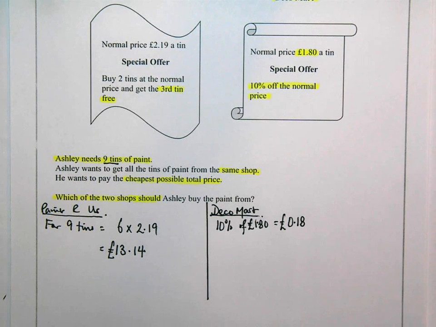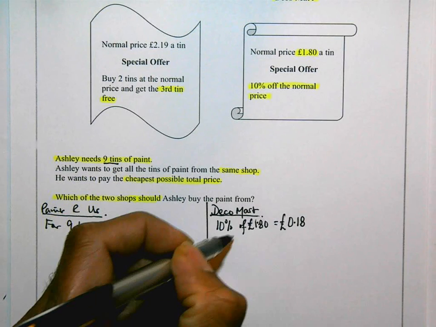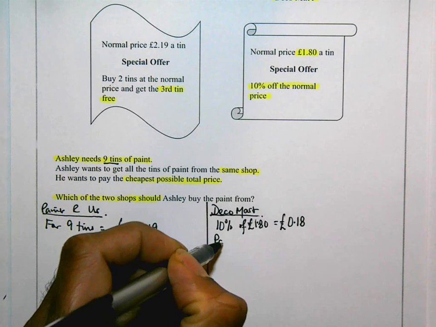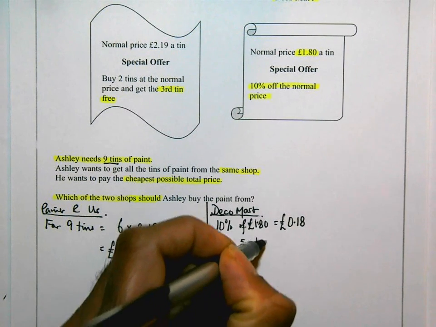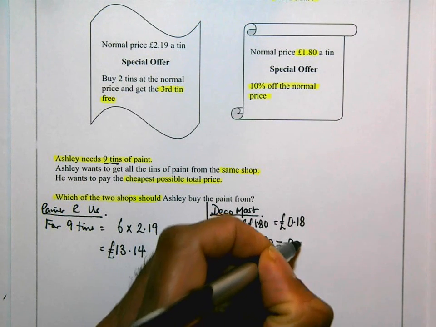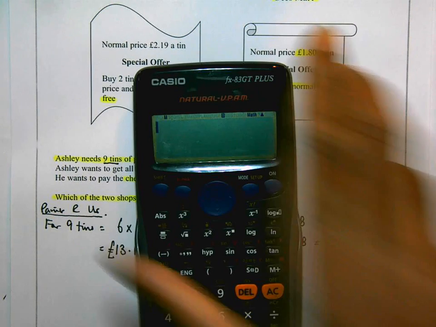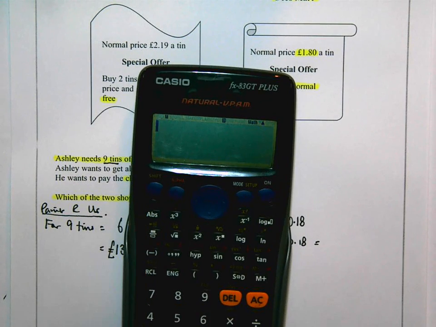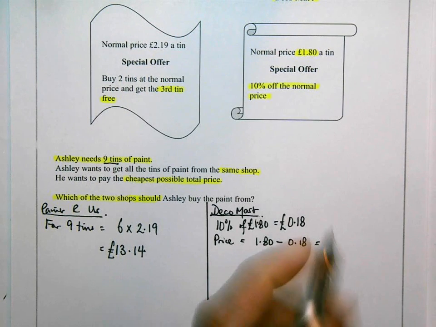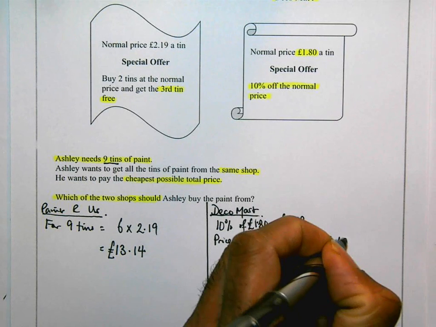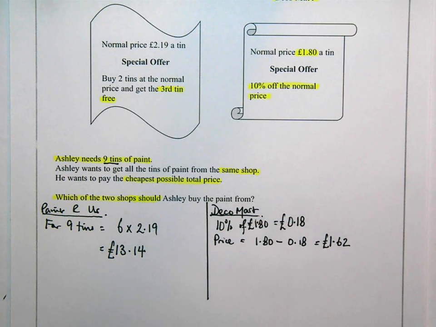And so how much is he going to pay? So the price is going to be £1.80, take away 18 pence, and I'll use my calculator for that. I'm sure there are other ways you could do it. Well, you could use non-calculator techniques. I reckon the answer is going to be £1.68, or £1.62. So it's a good job I used the calculator. £1.62. Okay, now that's how much he pays for every tin after he gets 10% off.